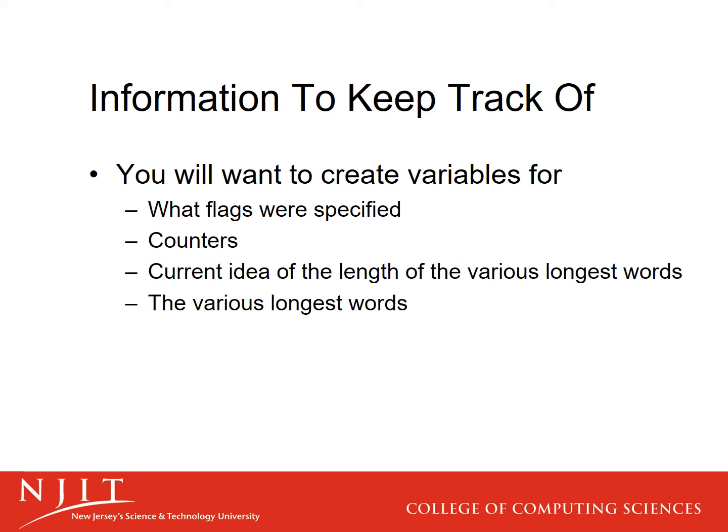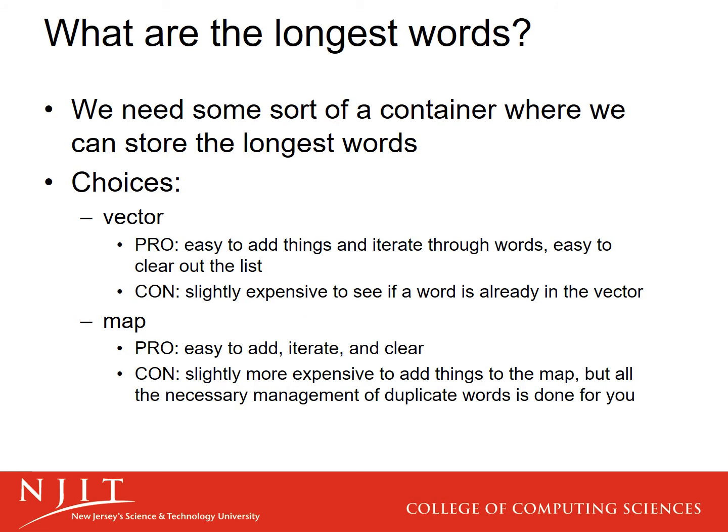You're going to have to keep track of some information. You're going to need variables to keep track of that information. You'll need variables for flags. You'll need variables for the various counters that you're keeping. You'll need a variable for your current idea of what the length of these various longest words are, and you'll need some way of keeping track of those longest words. So you need a container of some kind. There's a bunch of different ways to do this. The 2 easiest ways to do it are to use the vector container and the map container, and there's material about both of those containers. A vector is a thing that handles some memory management for you. It kind of looks like an array.